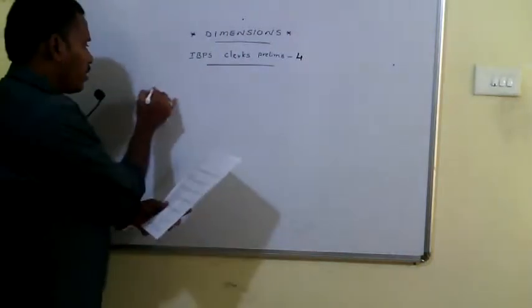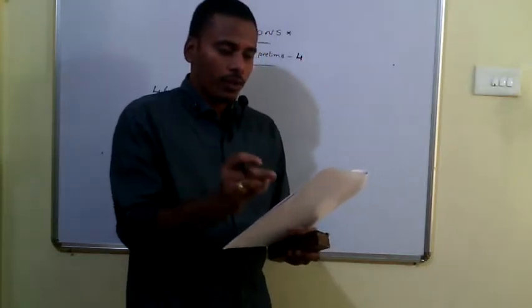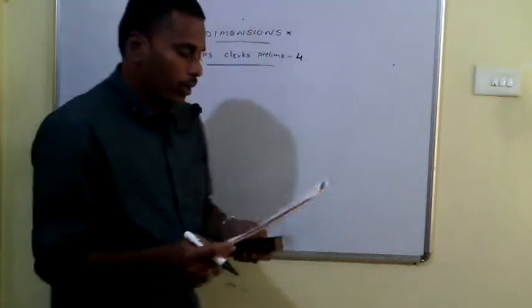Now coming to the 46th, the question is given like this. The number obtained by interchanging the two digits of a two-digit number is less than the original number by 27.